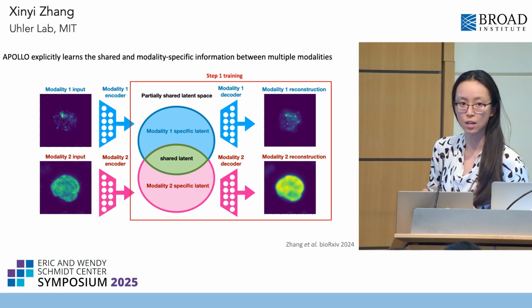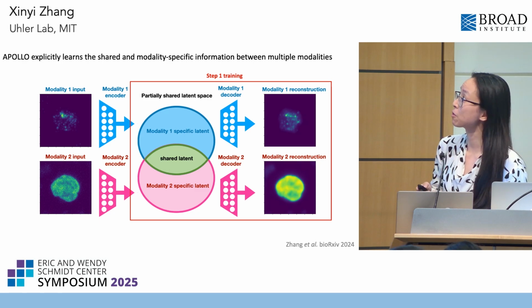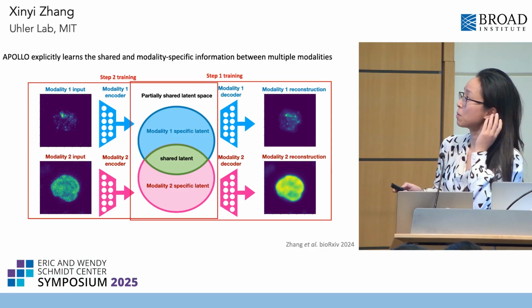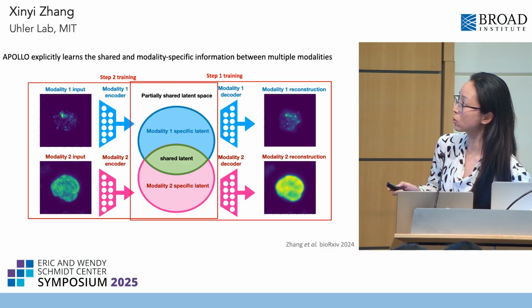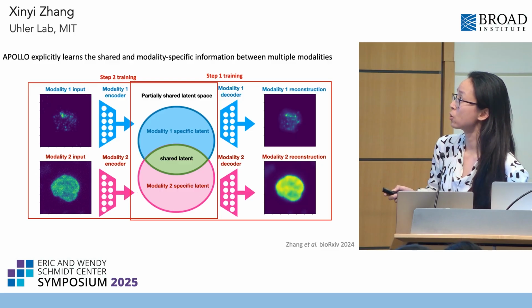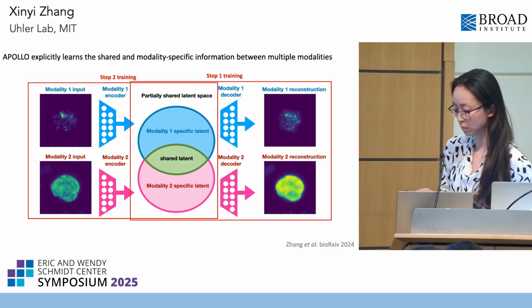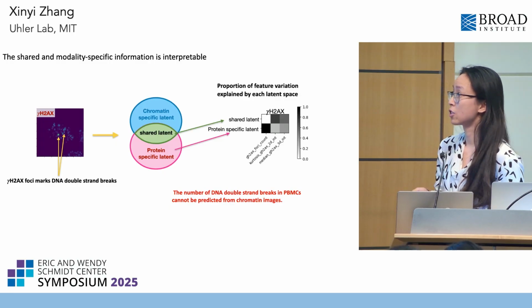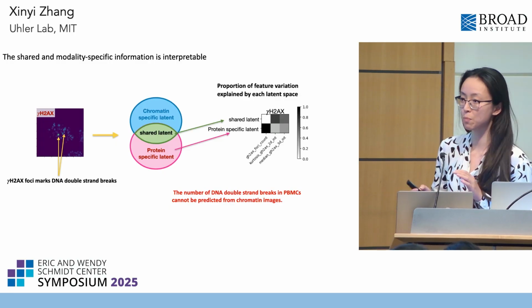And then to generalize to cells that were not involved in the first-step training, we have a second-step training process that trains the encoder to map the input modalities to the shared latent spaces. So with this model, we can then disentangle the shared space and the modality-specific space and compare the chromatin stains versus the different protein stains.